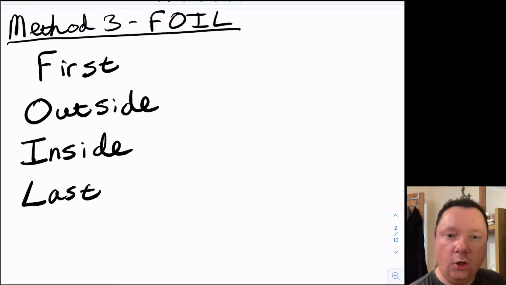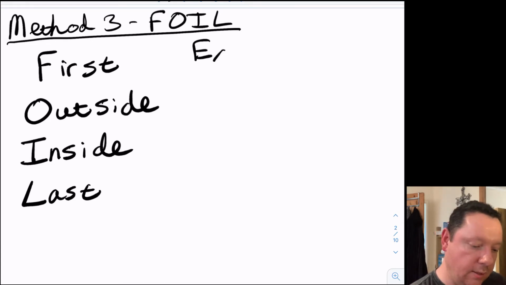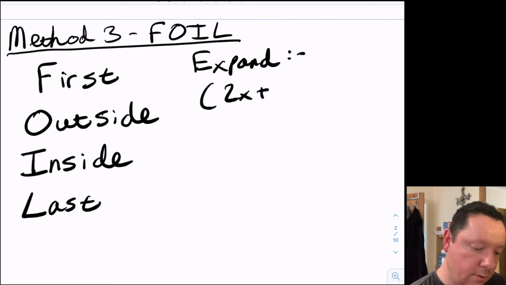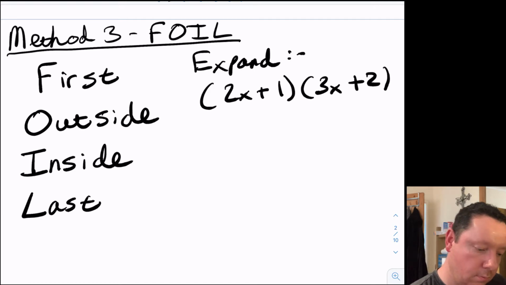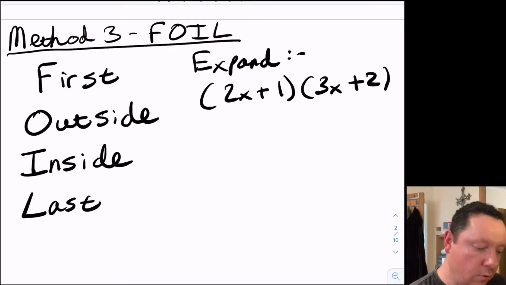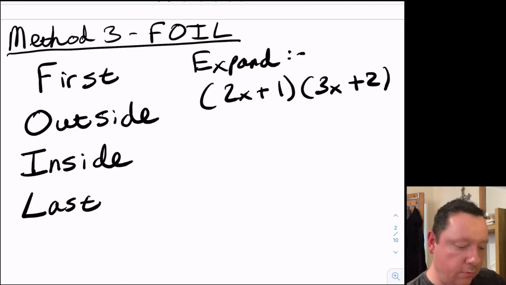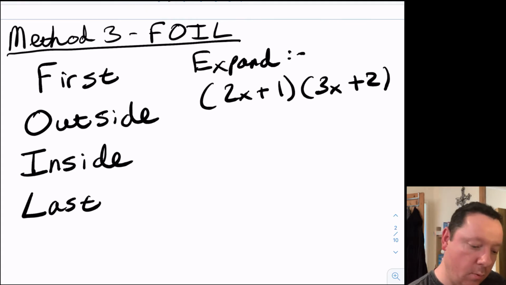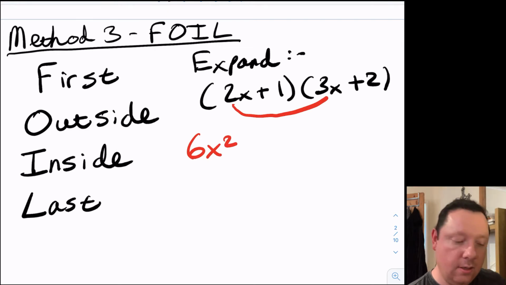And if we can see how to use that in the same example, so it's expand 2x plus 1, 3x plus 2. So I'll use different coloured pens so you can see what's happening. So the first thing we're going to do is look at the first word first. First just means times together the first things in each bracket. So in other words, 2x times 3x, because they're both the first. So I do 2x times 3x, and I get 6x squared, and I write down the answer.